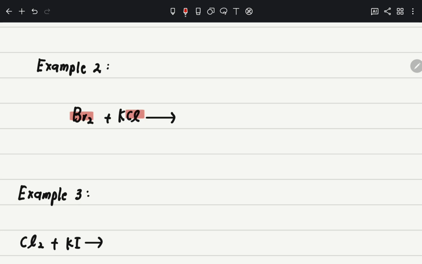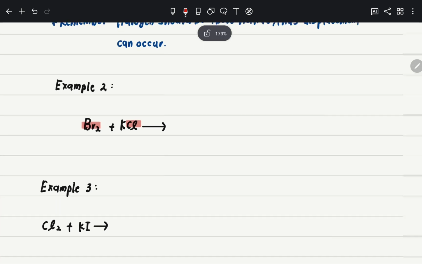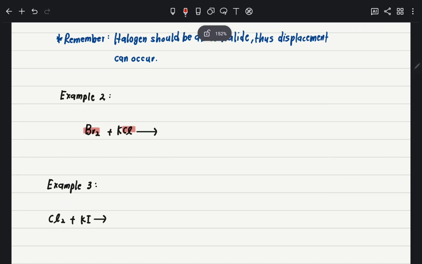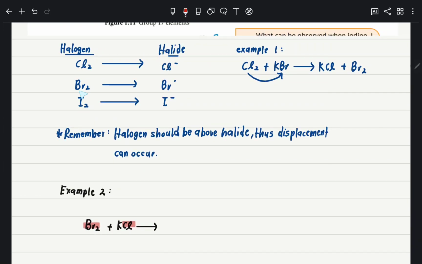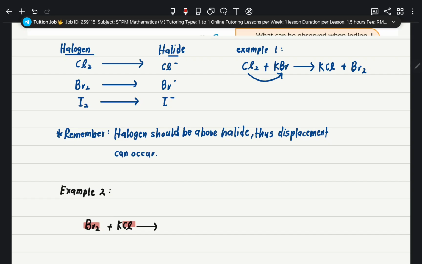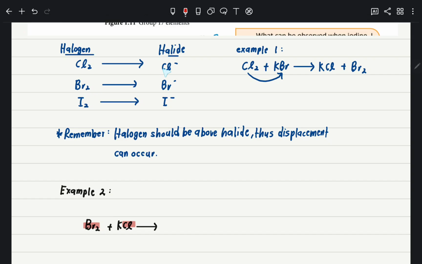Because this is about halogen and halide, correct? So this is my halogen. How do I know? It has 2 at the bottom. And Cl is group 17, combined with another one, so this is my halide. So is my bromine above my Cl or not? This is my bromine, my Cl is here. Bromine here, Cl here. Halogen should be above halide, thus displacement can occur.